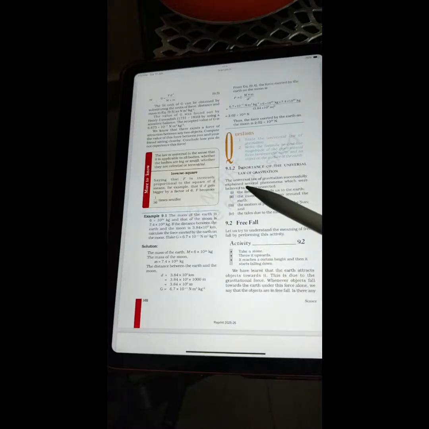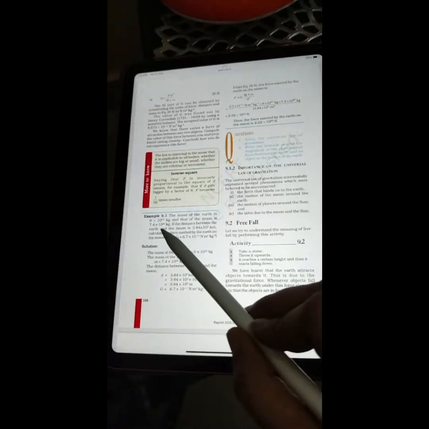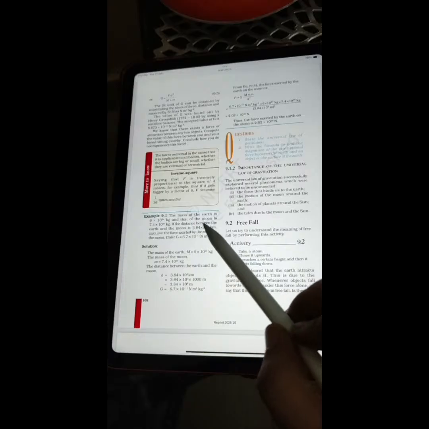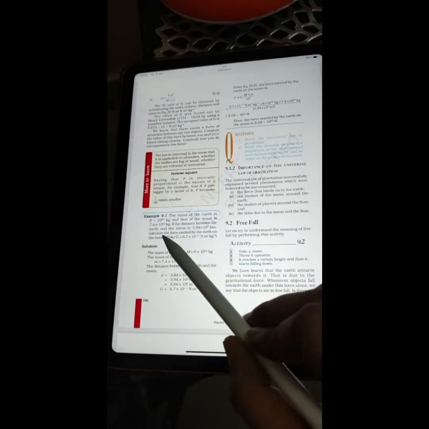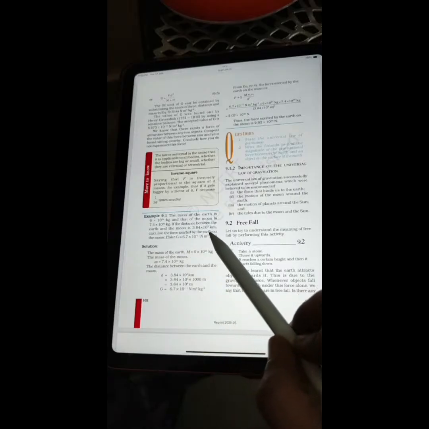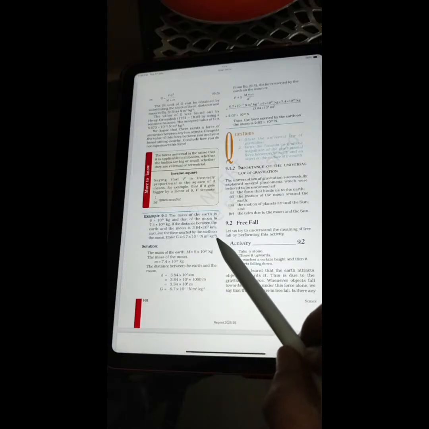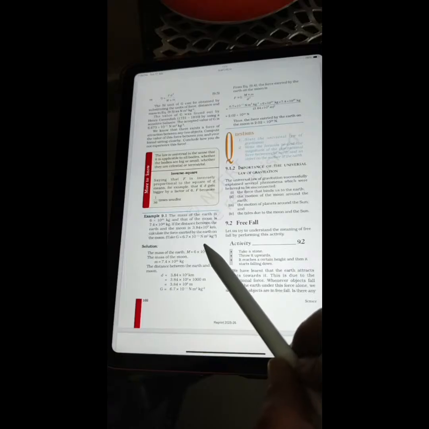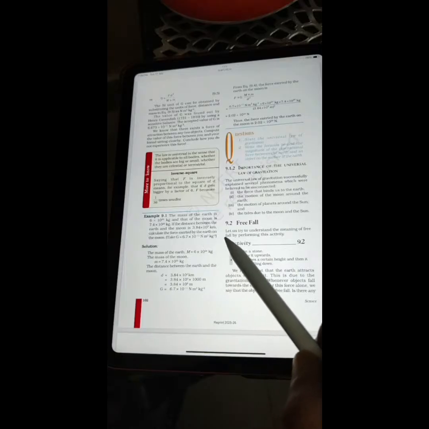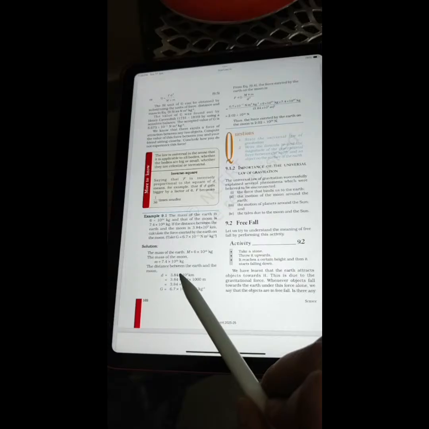So a numerical is given. Example 9.1. The mass of the earth is 6 into 10 to the power 24 kg and that of the moon is 7.4 into 10 to the power 22 kg. If the distance between the earth and the moon is 3.84 into 10 to the power 5 kilometer, calculate the force exerted by the earth on the moon. Take capital G as 6.7 into 10 to the power minus 11 Newton meter square per kg square. The mass of the earth is already given, mass of the moon is given.